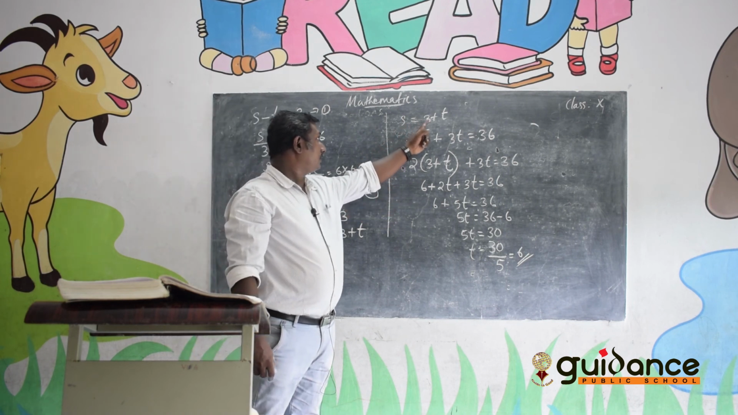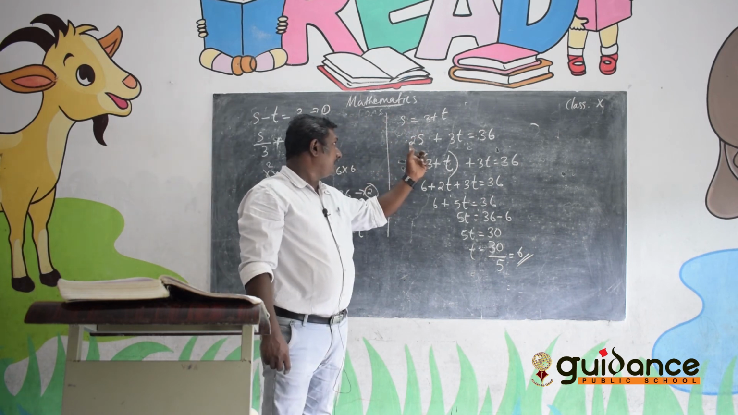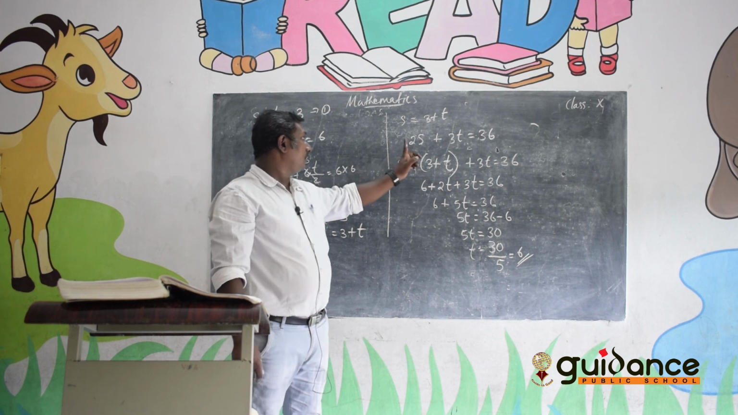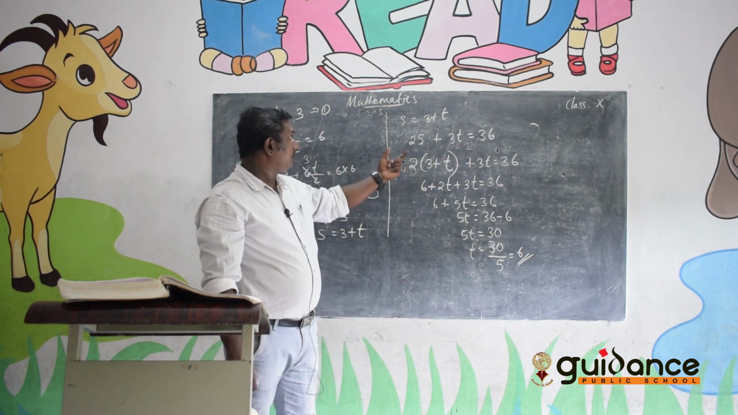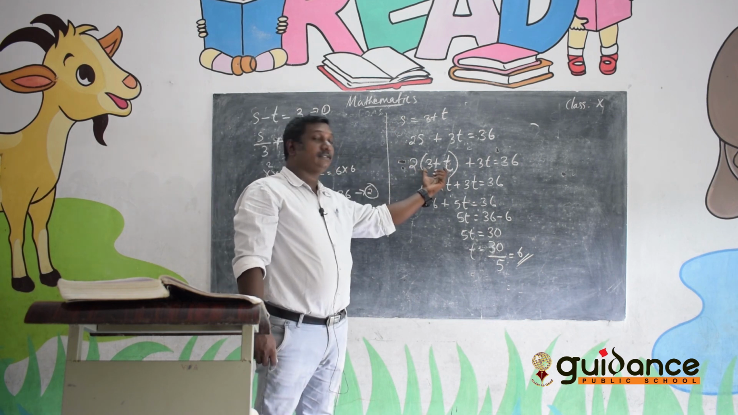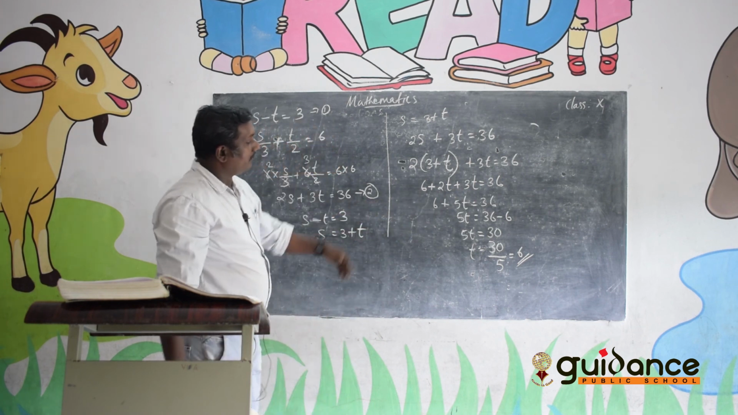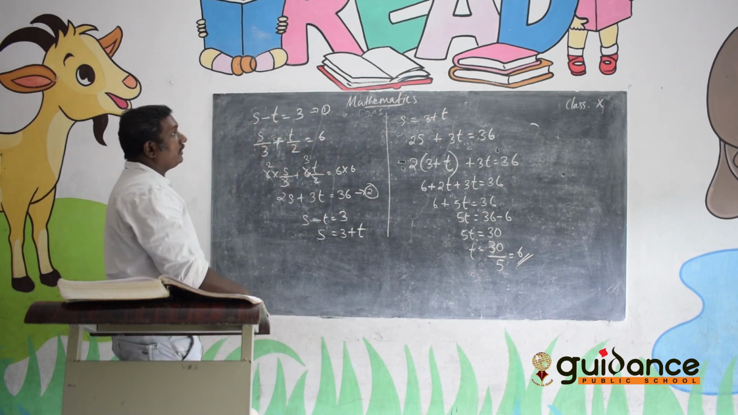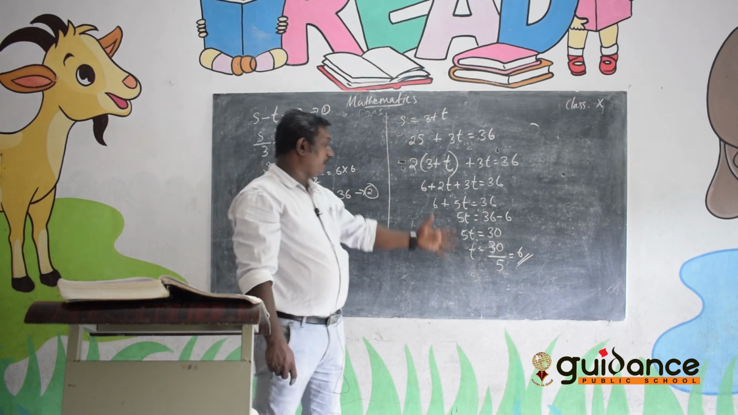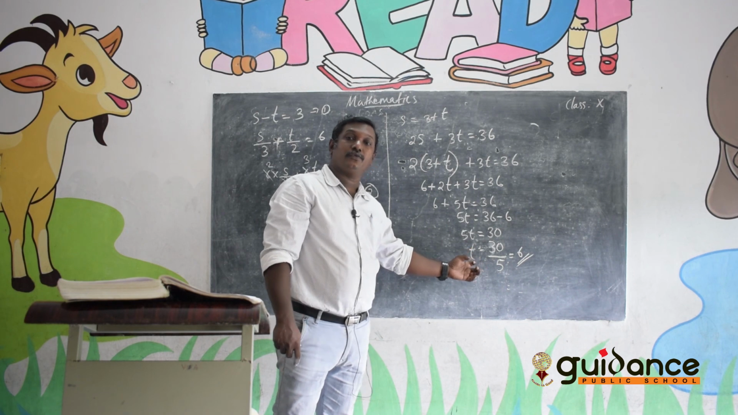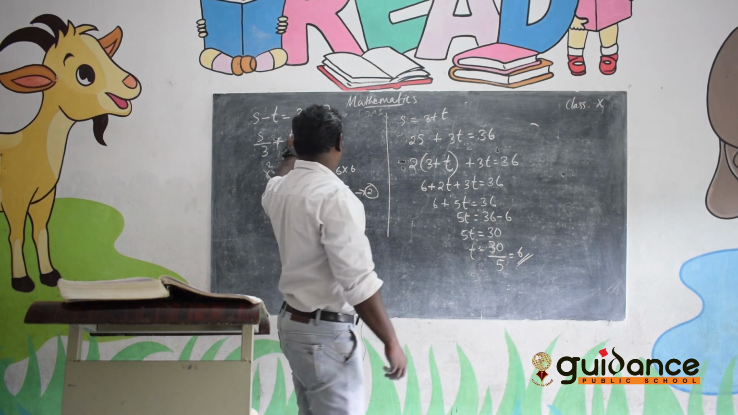S equal to 3 plus t, and we substitute that value in equation number 2, that is 2s plus 3t equal to 36. In that, the value of s we substitute as 3 plus t, and after solving it comes like this. Then we want to find the original value of s. We got the numerical value of t as 6, so we can substitute that value in equation number 3.